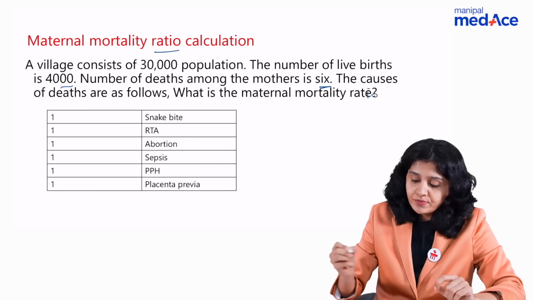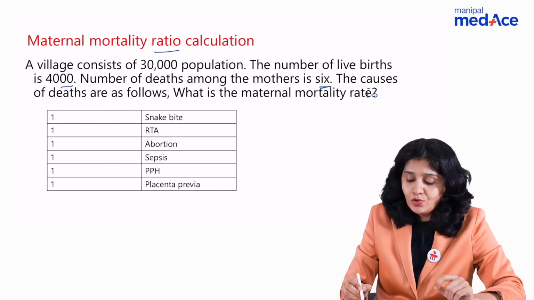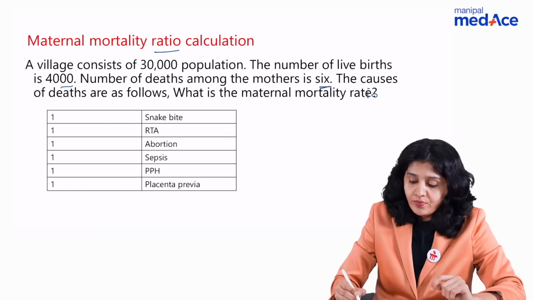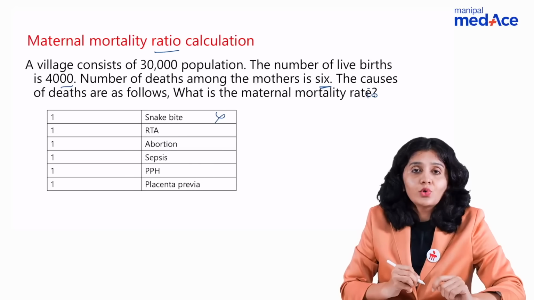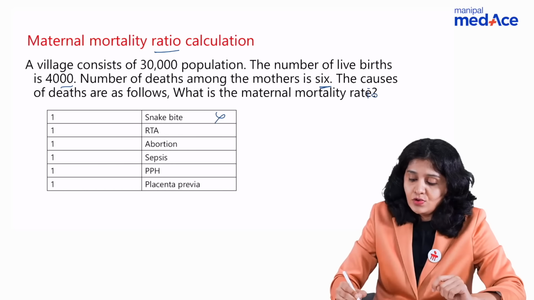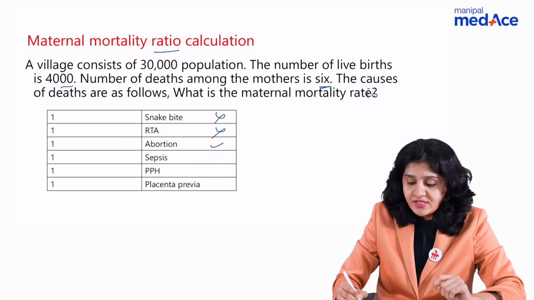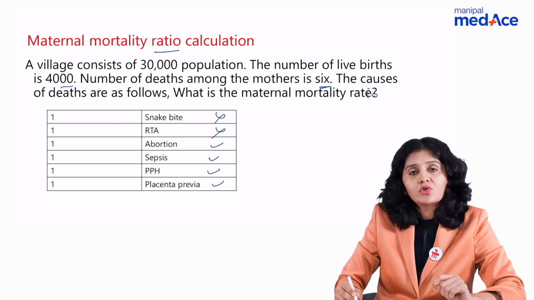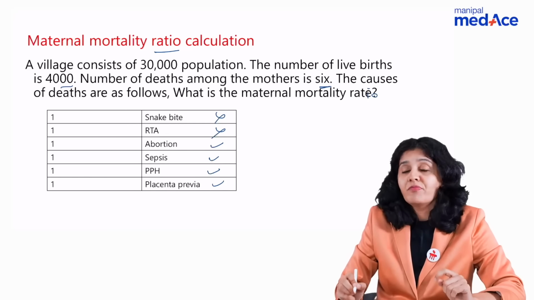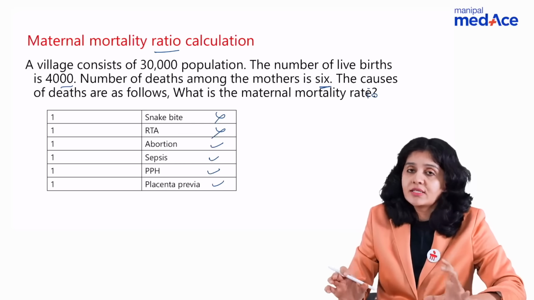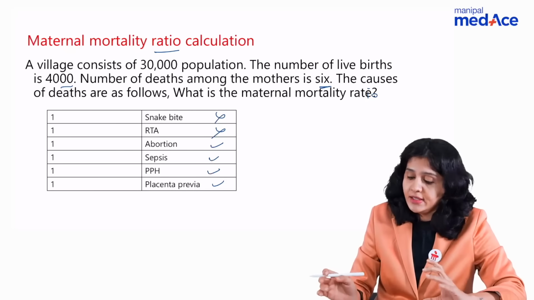Right, ratio. There is a death due to snake bite. So do you include this as a maternal death? No, right? RTA, that is road traffic accident. This is also no. If you take abortion, this is one of the causes of maternal mortality. Sepsis, of course, yes. PPH, placenta previa. So all these are considered as causes of maternal mortality. So these 4 causes should be taken. These 4 deaths should be considered while calculating maternal mortality ratio.